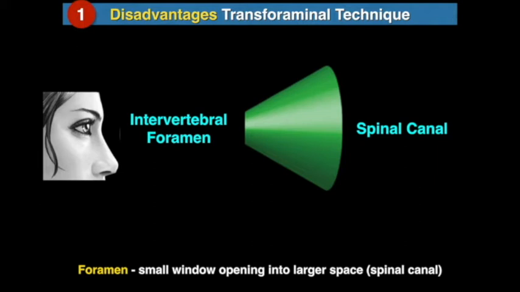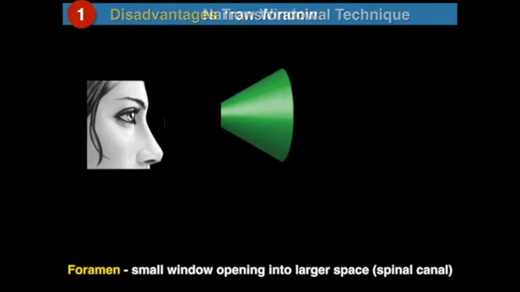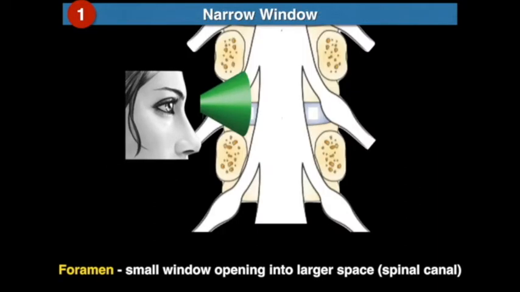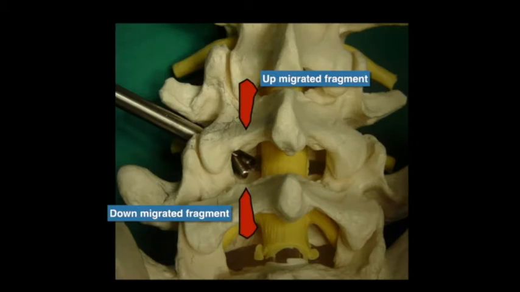Transforaminal technique is a great technique. It is always my first choice whenever I think of endoscopy because it is more minimally invasive than the interlaminar technique. But there are certain disadvantages associated with it. It utilizes the intervertebral foramen, which is a narrow window which opens up into a larger spinal canal. Therefore, access to highly migrated disc herniations will not always be very easy.